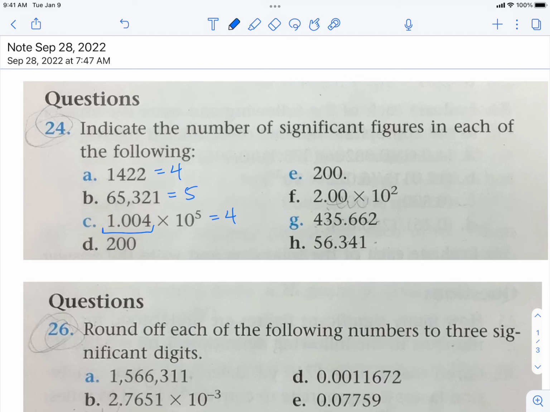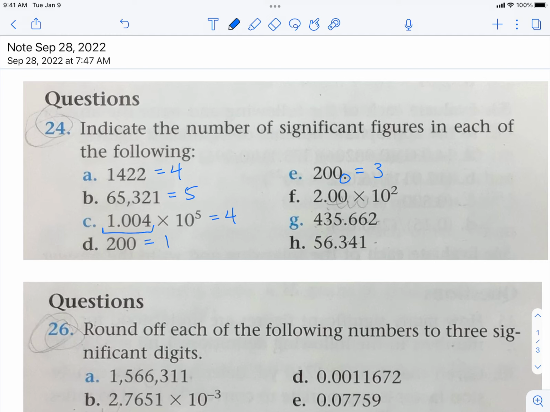For letter D, we're going to only have 1 significant figure. The reason being is that we have these trailing zeros, but there's no decimal anywhere in this number. So trailing zeros do not count without a decimal. All right. Similar idea for letter E. Now that we have the decimal, we have 3 significant figures because now these zeros are significant.